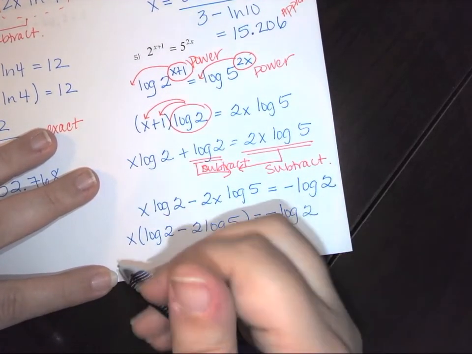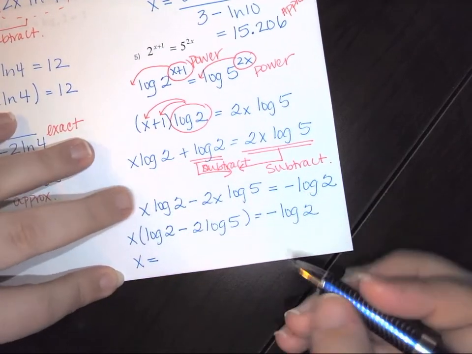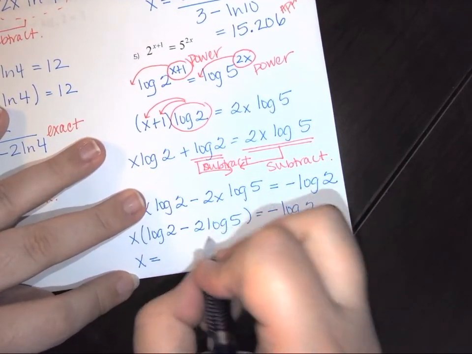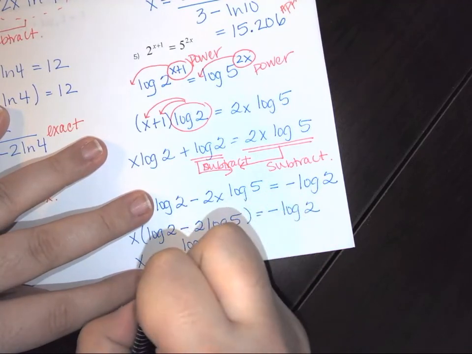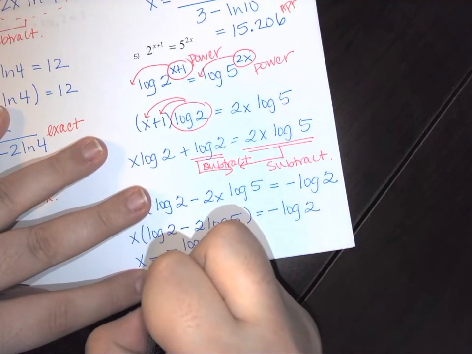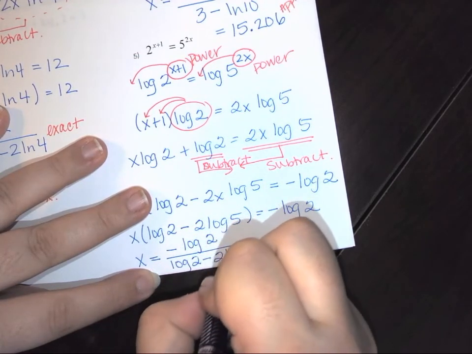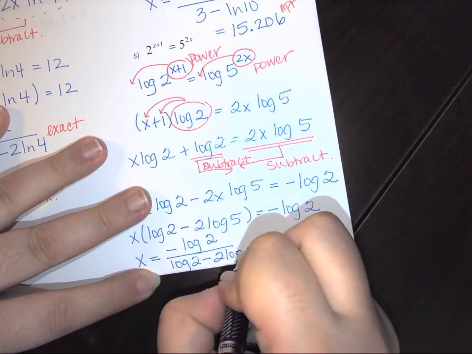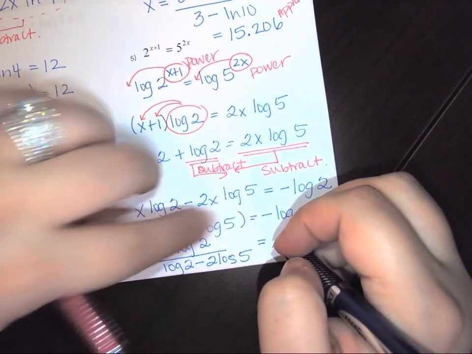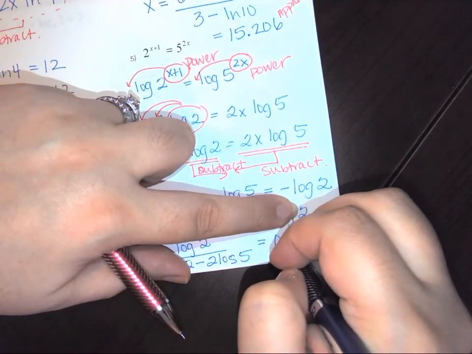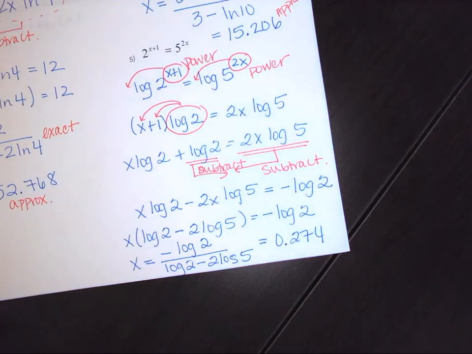And then I have that x is equal to negative log of 2 over the log of 2 minus 2 log of 5. And again, when you input that into your calculator, you will come out with 0.274 as your answer.